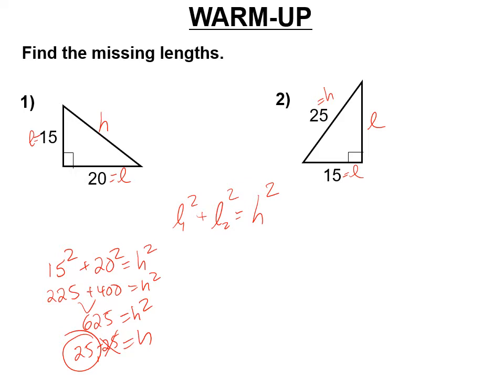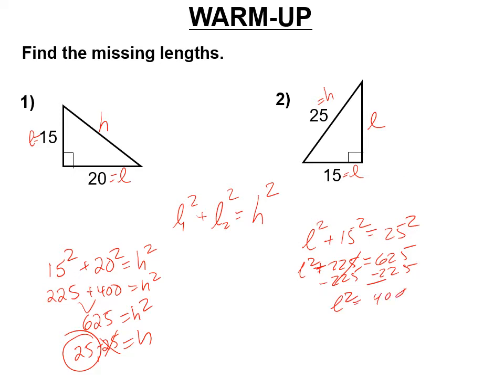One on the left, a leg is missing, and so we have 15 squared is 225 plus L squared equals 25 squared, which is 625. Subtract 225 from both sides. L squared equals 400, and so the length of the leg has to be 20. These are in fact the same triangle spun around. You notice they have sides 15, 20, and 25.